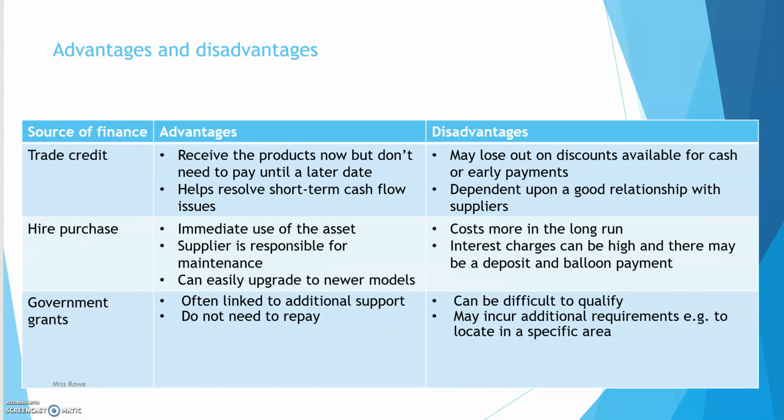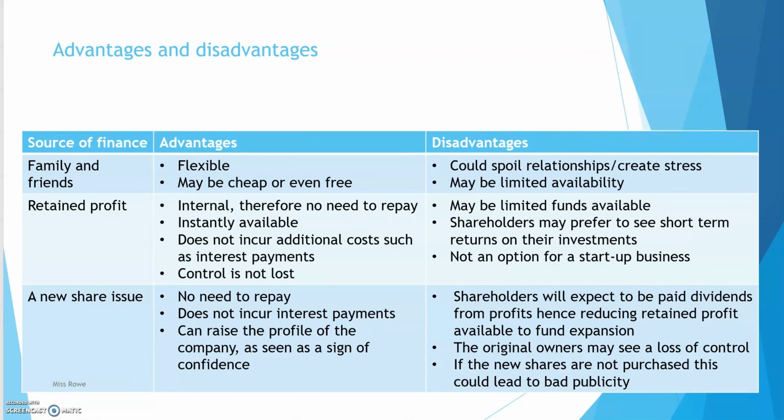These are trade credit, hire purchase, government grants as well. So you might want to pause the video and update your booklet on sources of finance. Then friends and family, retained profit, and a new share issue. So again, pause and get everything filled in.